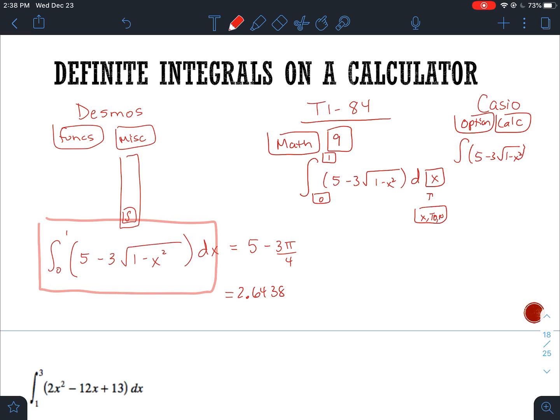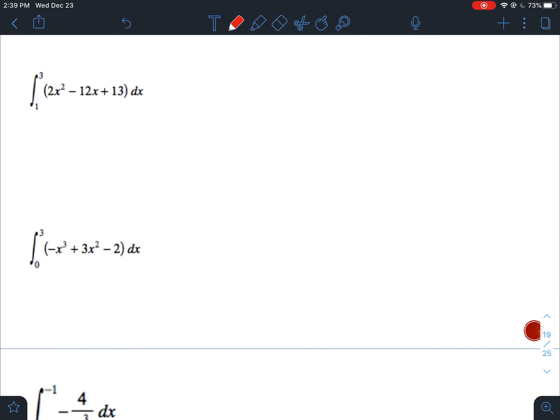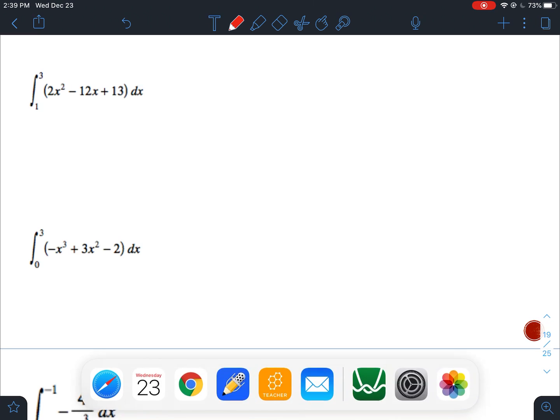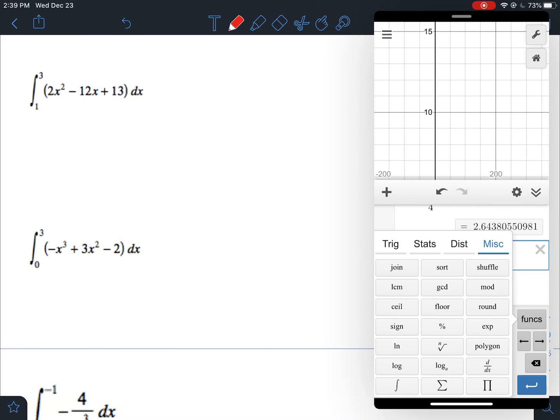On a Casio, I think you hit option, calc. I believe that's the keystroke. And then it gives you that, and then you're going to type in the function. And then you do comma 0, comma 1. So on a Casio, that's what you would do. So it doesn't let you type in those little 0 and 1s where they would go. So after you're done typing in the function, you hit comma 0, comma 1.